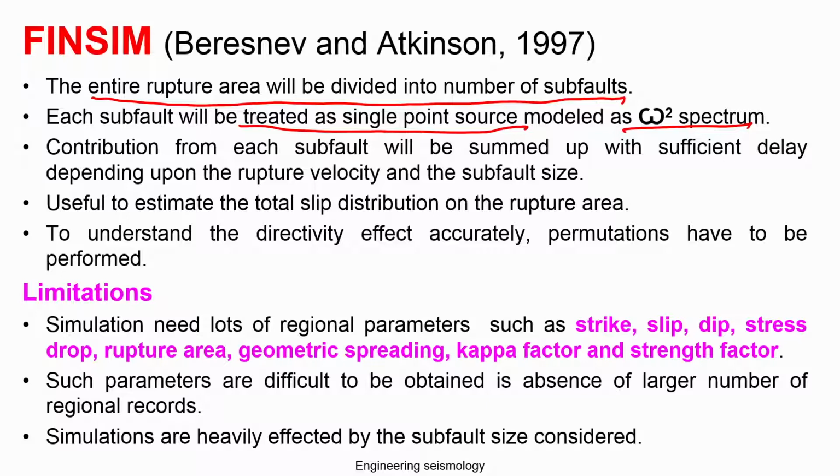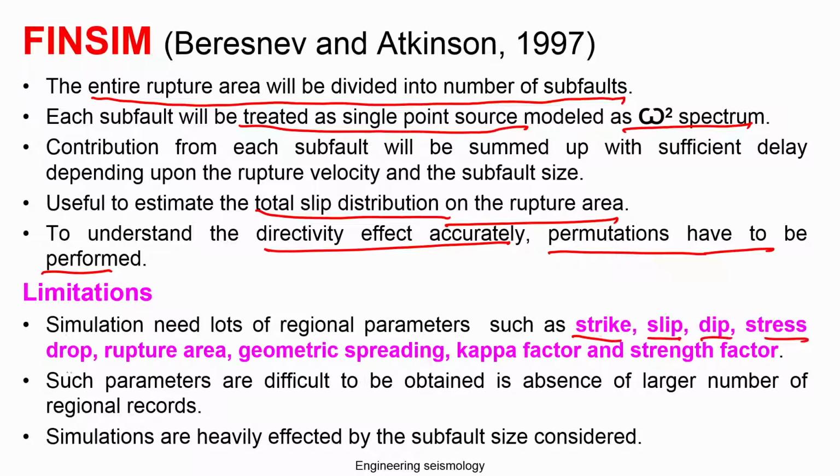So, it is useful to estimate the total slip distribution of the rupture area and to understand the directivity effect accurately. Okay, so, parametrizations have been performed. So, this directivity and the slip distribution can be handled easily. The limitation is that the simulation needs a lot of regional parameters such as strike, we know what strike is, slip, dip, stress drop, rupture area, geometric spreading, kappa factor and strength factor. So, this kappa and strength, okay, you can get from the minor earthquakes recorded in the region.